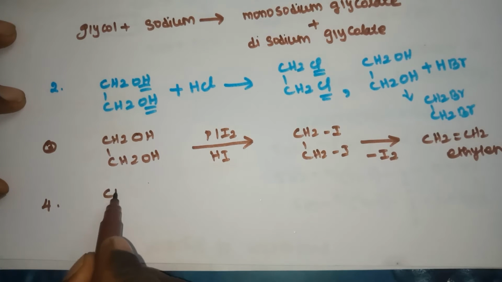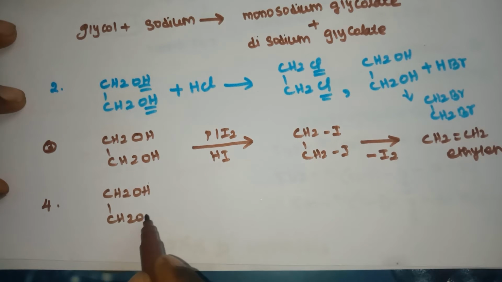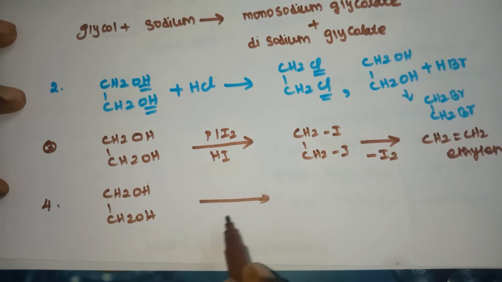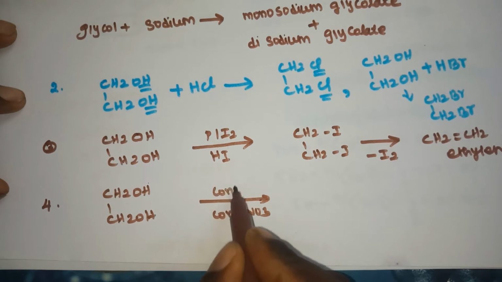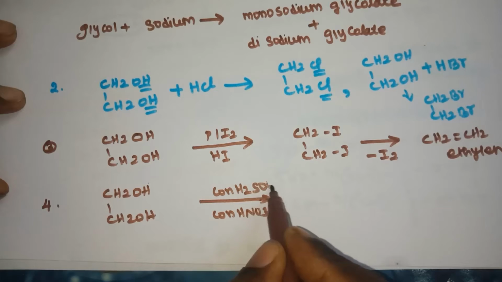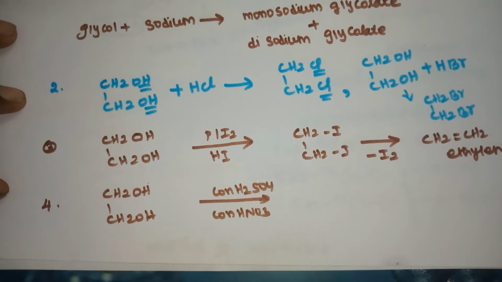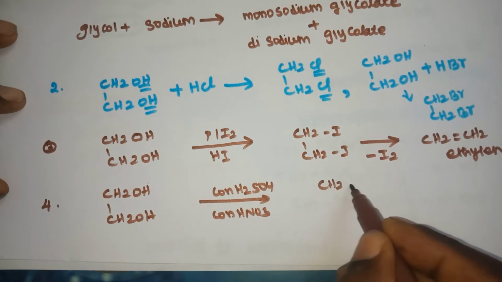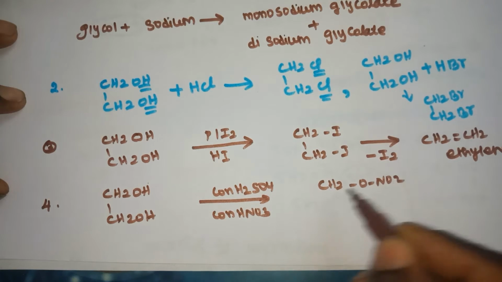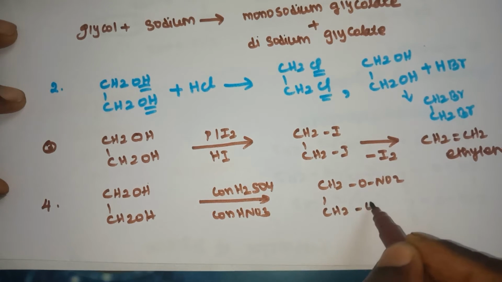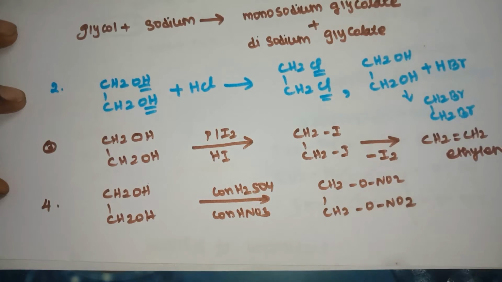Fourth one, ethylene glycol reacts with concentrated nitric acid in the presence of sulfuric acid. H2SO4 is sulfuric acid, HNO3 is nitric acid, to form 1,2 dinitroethylene, CH2ONO2-CH2ONO2.